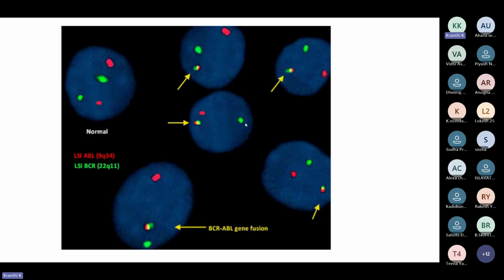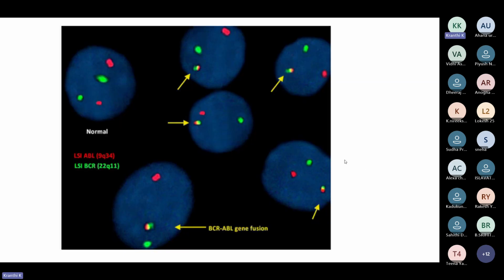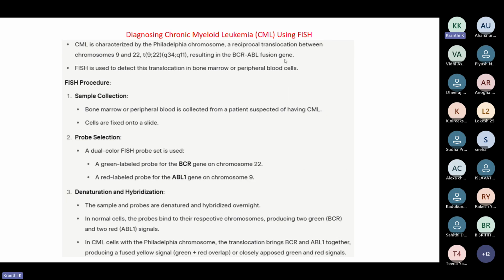See this? This is also abnormal, because there is a fusion. Okay, this is the fusion. Those are all abnormal cells, and this is the only normal cell. So by this you can easily understand whether that particular chromosome has undergone the fusion or not in CML.